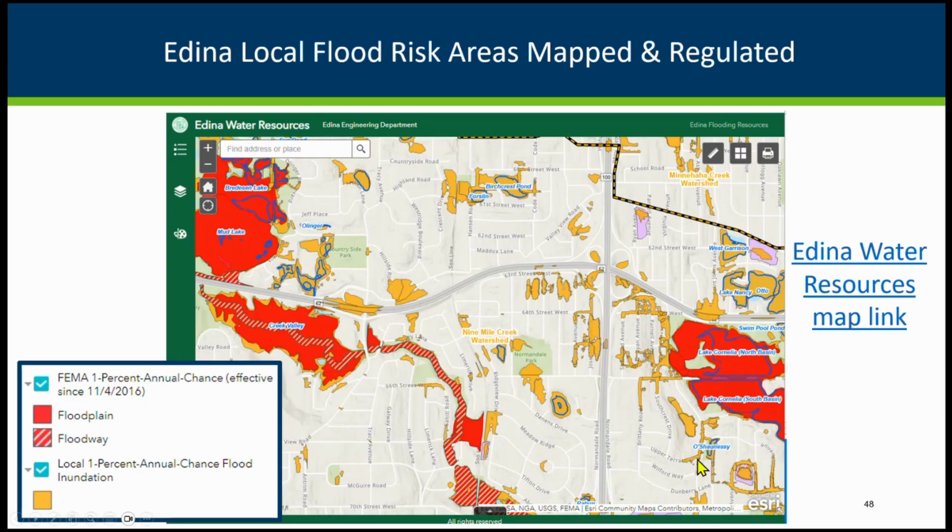So they've got this nice mapper, and it shows those areas very clearly to their citizens, and they regulate in those areas too, so that they're not losing the storage that's needed to avoid increasing the impacts on folks.